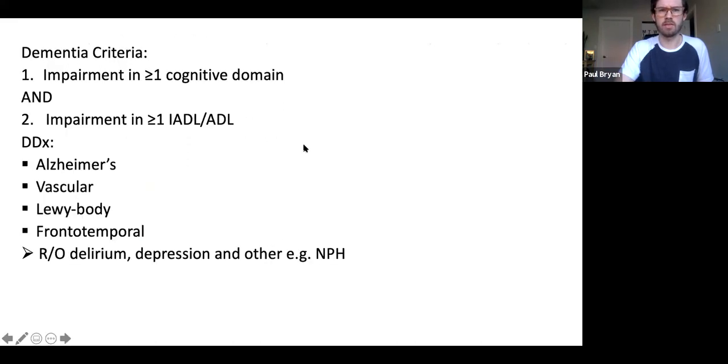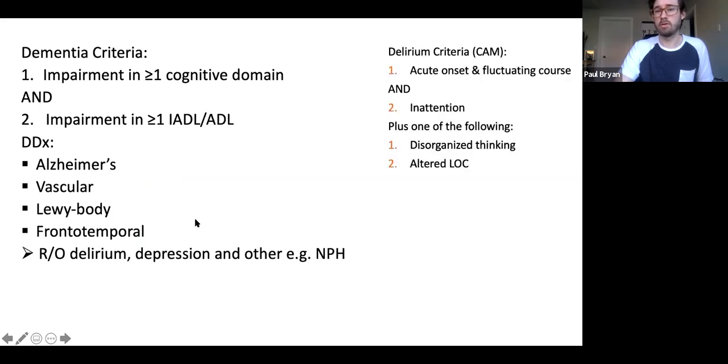So this is again the definition. You're thinking of cognitive impairment. This person has a MoCA defining the cognitive impairment. They have IADL and some ADL impairment. Here are the different types. And then your big differential, delirium. Recognize the features of delirium that are different.